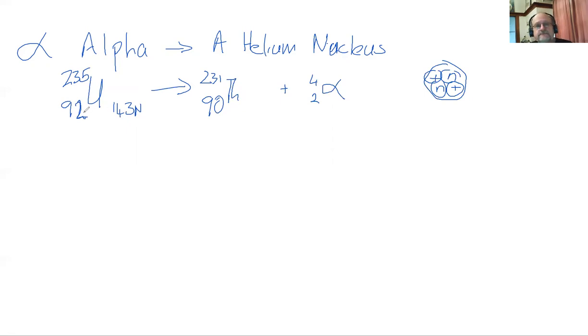But anyway, whenever we're doing these equations, the number of protons on this side must equal the number of protons total on this side. The number of nucleons on this side must equal the number of nucleons on that side. Basically the number of nucleons has to be conserved, but we have to account for all of the protons and things. So let's try another one.